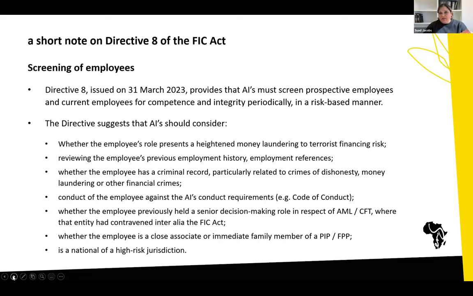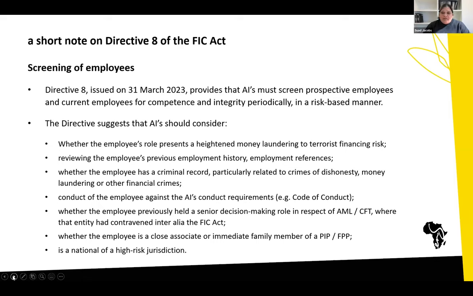So it's not a one-off screening. Screening for new employees has to take place before they're employed. Screening for current employees has to take place as soon as there's been an amendment to the targeted financial sanctions list. This is something that has already come into operation on the 31st of March. We can assist you with developing an internal process to ensure that you assess your employees in a risk-based manner and that you adapt your screening procedures in line with the level of risk that an employee would expose the business to. Obviously, the lower the level of risk, the simpler the screening process; the higher the level of risk, the more intense it is, and you would have to have enhanced screening procedures.